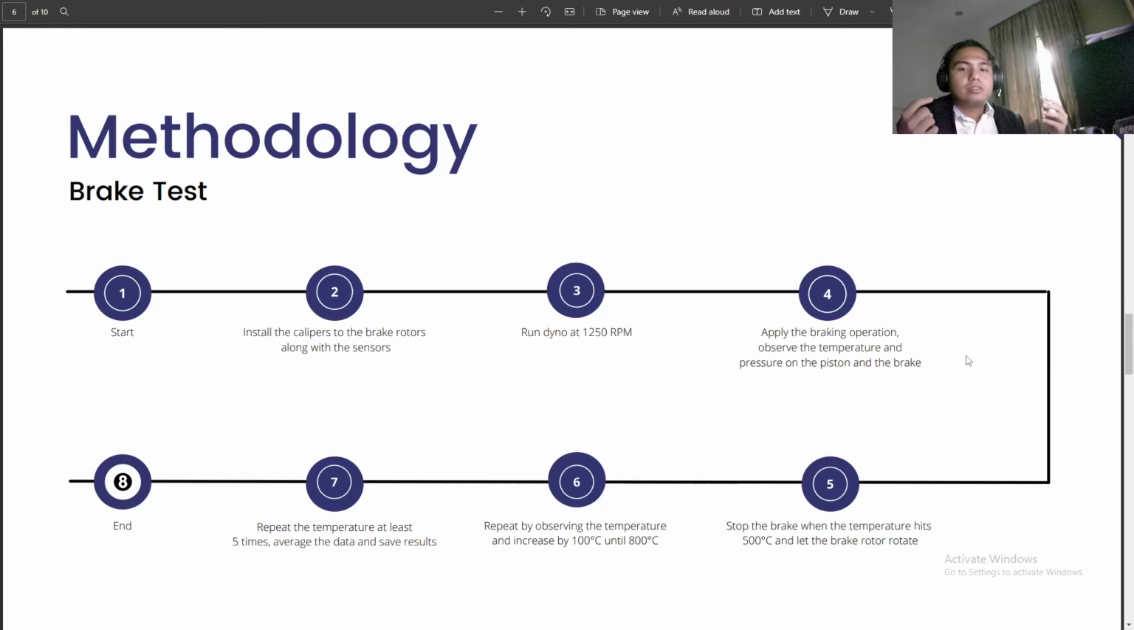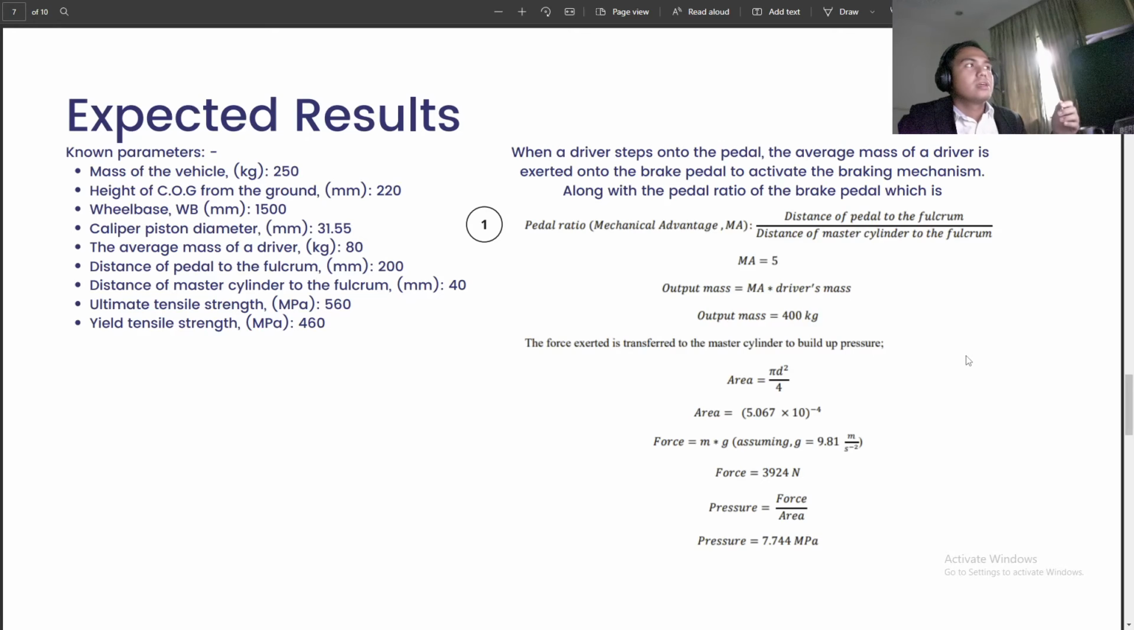Here, when the rotor hits 500 degrees Celsius, detach the braking operation and let it cool down. So repeat the process, like I mentioned just now, by applying the brake to achieve an increasing test until 800 degrees Celsius. Then repeat the test at least 5 times to average the data and save the results. And so that's how the brake test will be done. So next we will talk about the expected results.